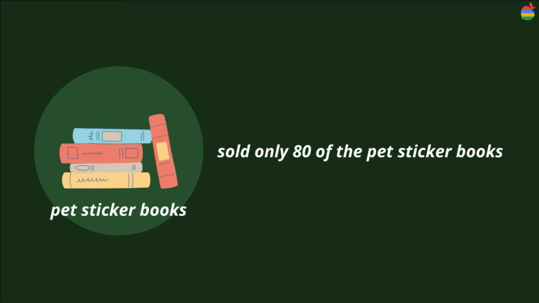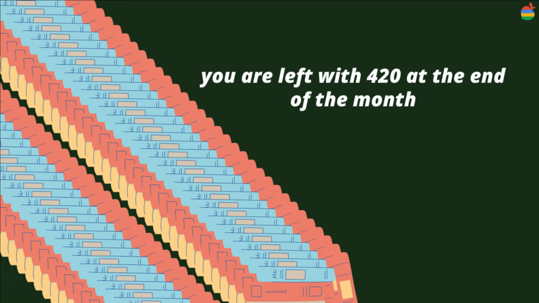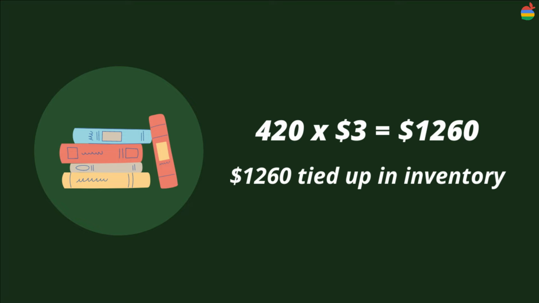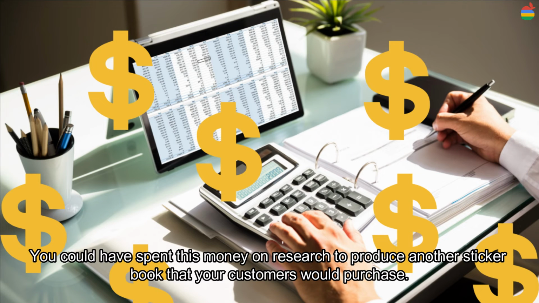Because you only sold 80 of the pet sticker books, you are left with 420 at the end of the month. There are a lot of sticker books that didn't sell. It cost you $3 to make each book. So you are looking at the cost of $1,260 just sitting in your store, taking up valuable space in your warehouse. You could have spent this money on research to produce other sticker books that your customers will purchase.